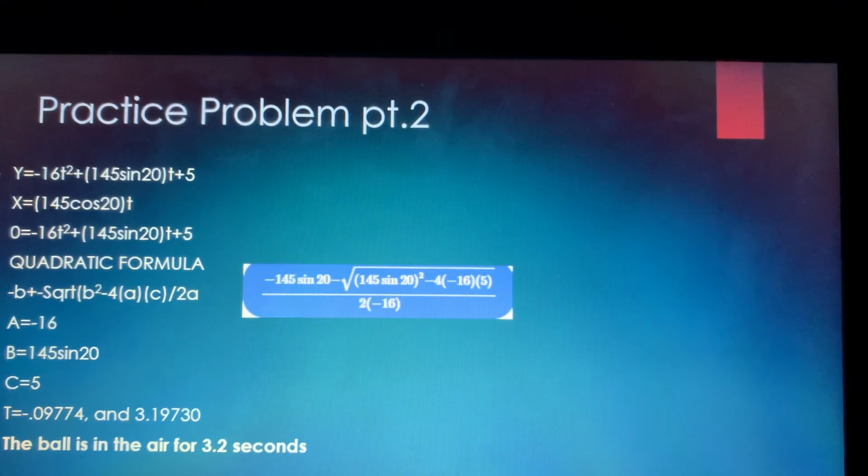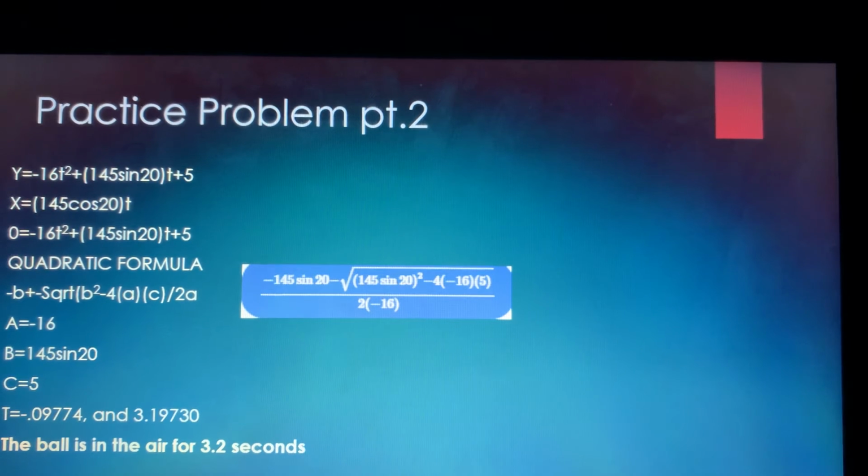Well, at the x-intercept, y is 0, so we can just substitute in 0 for y and get 0 equals negative 16t squared plus 145 sine of 20, multiplied by t, plus 5. But I need to get the zeros. The negative one only matters for finding the vertex. It doesn't actually happen. It's really imaginary. So we have to find the positive t value.